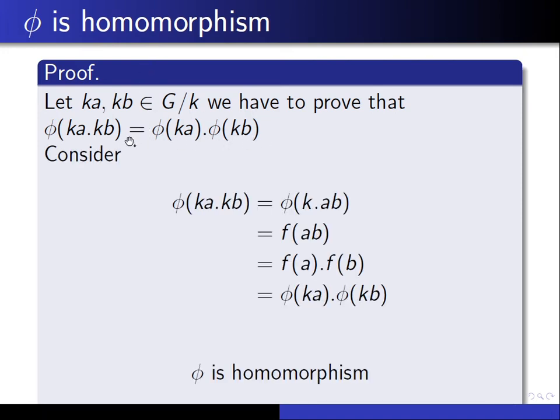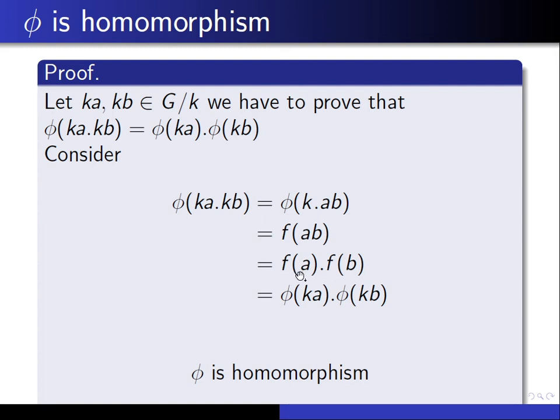Consider phi of Ka into Kb, which is equal to, according to the coset multiplication, Ha into Hb, that is Hab. Also Ka into Kb is K into ab, which is equal to, as we defined in the starting, phi of Ka is equal to f of a. So K into ab becomes f of ab. Here f of ab can be written as f of a into f of b, because f is a homomorphism.